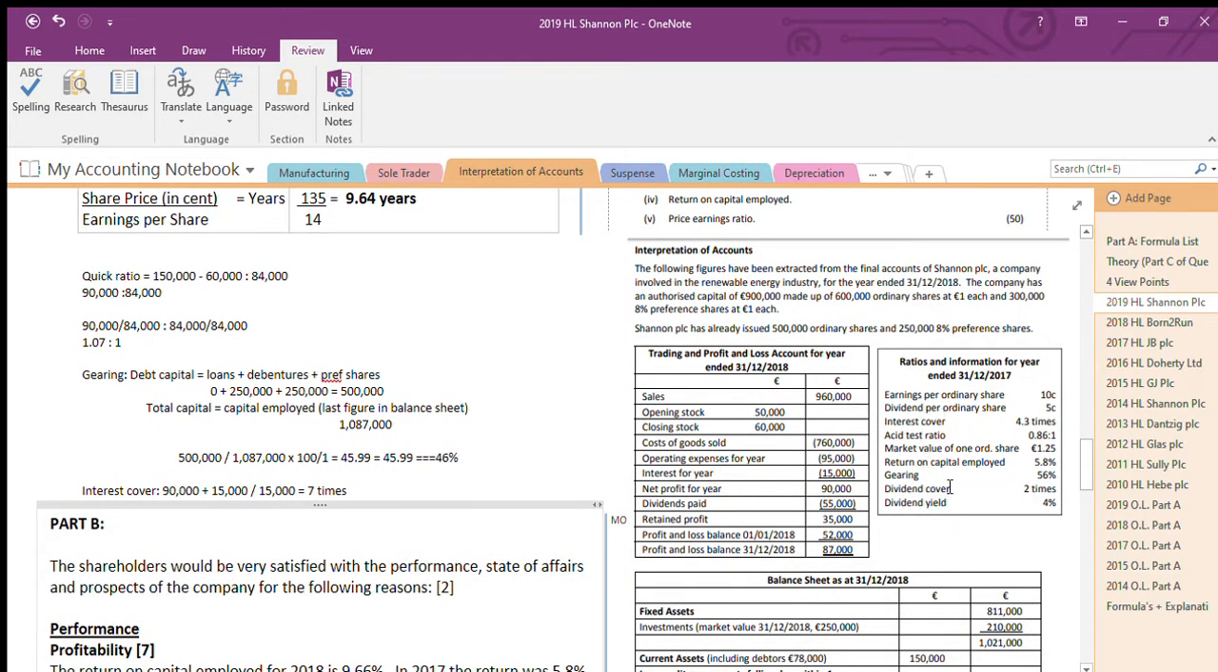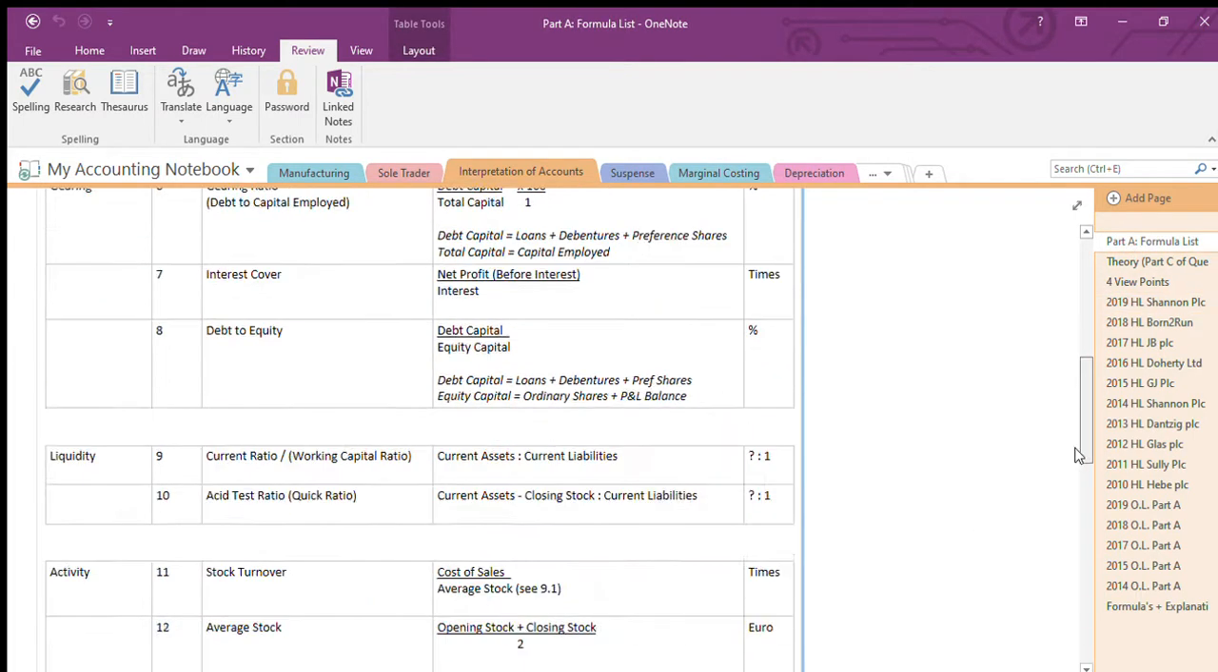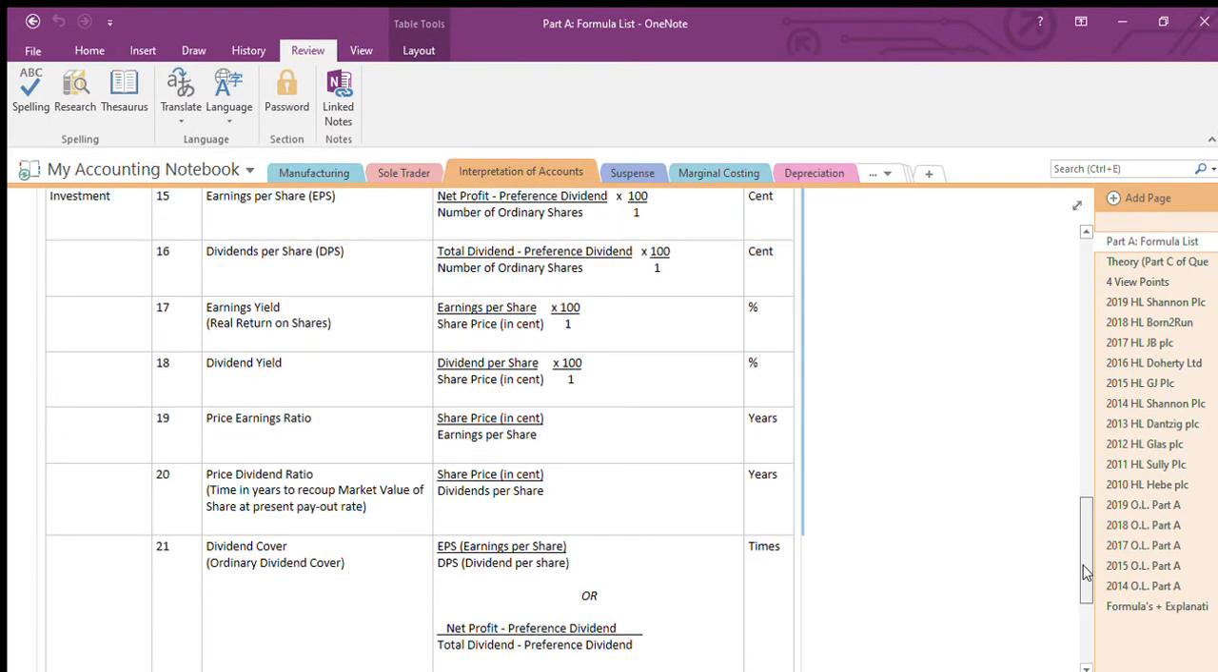It's not here. And generally, they'll give you one ratio, they'll leave out one ratio, and you'll be expected to find it. So how do I find a ratio for last year? Because I don't have the P&L and balance sheet for last year. What about if I go to the formula list? What's the price earnings ratio? So price earnings ratio is down here. This is how you work it out. Share price in cent divided by earnings per share equals years.